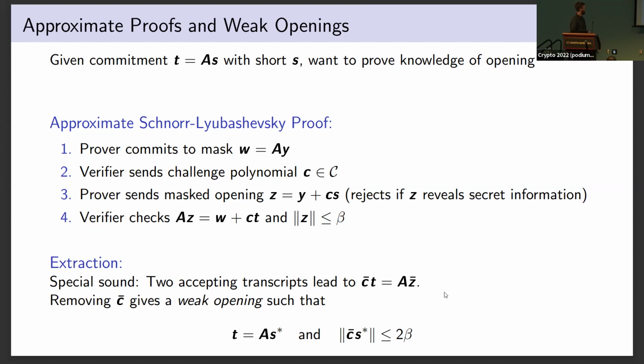Now, a slightly different viewpoint that turns out to be really useful is what we call a weak opening. So we can actually remove this perturbation factor c bar. For example, if c bar is invertible, we can divide through, but even if it's not invertible, we can remove it by piecing together many of such equations. And then we actually get a pre-image for t. So t is going to be A times s star, and this s star we call the weak opening. Now s star is not short anymore, but it has the nice property that if you multiply by c bar, it gets short. Something like this we call a weak opening, and the commitment scheme also turns out to be binding for this notion.